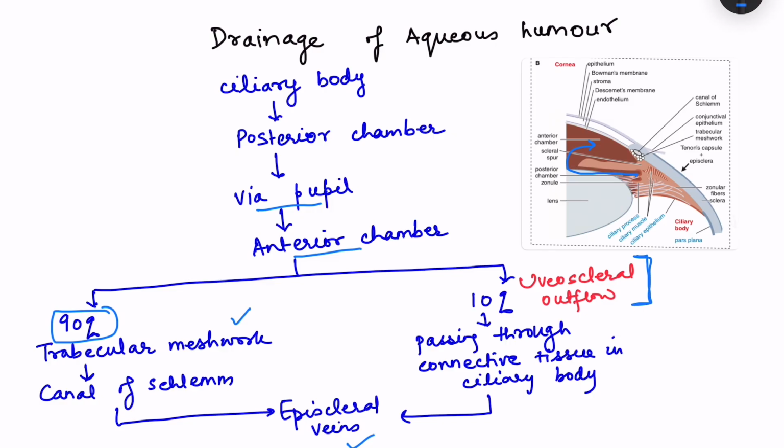What is that? You see here, this is the ciliary body, and here at the base, this iris is attached, but some portion of the ciliary body is here also. So, some of the aqueous humor passes through this ciliary body and goes via the connective tissue into the episcleral vein. So, that is known as uveoscleral outflow, and that is responsible for 10% of aqueous humor drainage.